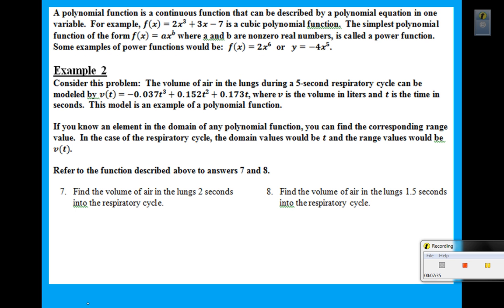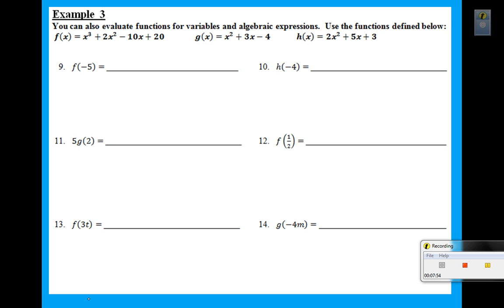I'm going to bypass this example. We talked about it in class. It's easy. It's a real-life application of what's meant by function notation. To find the answer, all we did is we plugged 2 up here wherever we saw t. And then we get the answer. But let me scroll on to the next little piece here.